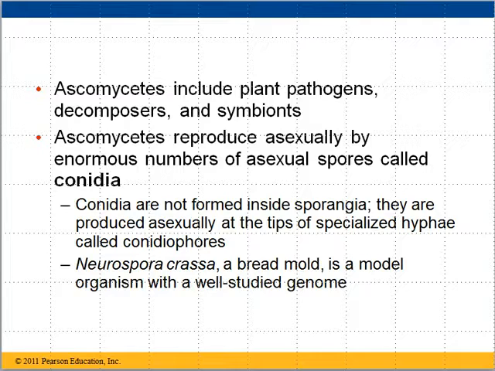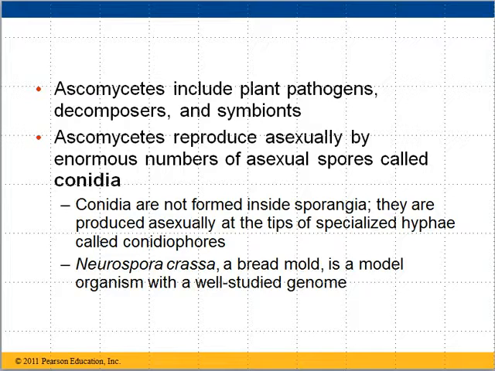Ascomycetes reproduce asexually by enormous numbers of asexual spores called conidia. Conidia are not formed inside the sporangia. They're actually produced asexually at the tips of specialized hyphae called conidiospores. So unlike some of the other fungi that we're going to take a look at that have a specialized area, a sporangia, where it produces the spores, these spores are actually created at the tips of special hyphae. So that makes them a little unique, a little bit different. A good example is a type of bread mold. It's a well-studied organism. It has a well-studied genome for the ascomycetes.